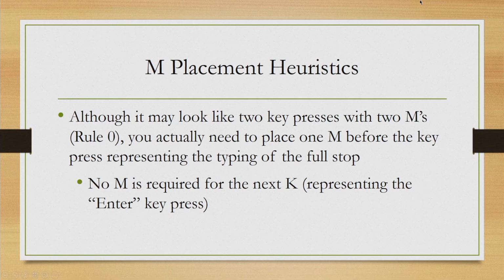Now, in this case, ideally as per rule 0, you should have 1 M placed before each of the key presses, one for full stop and one for carriage return. But according to rule 3, we do not need to place any M for carriage return. So, only 1 M is sufficient for both terminators.